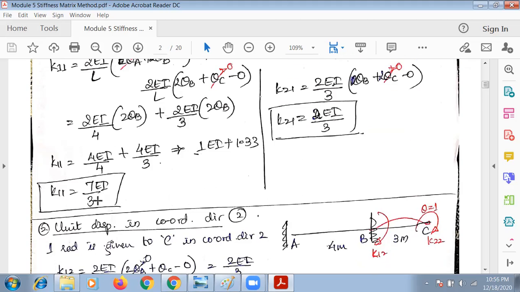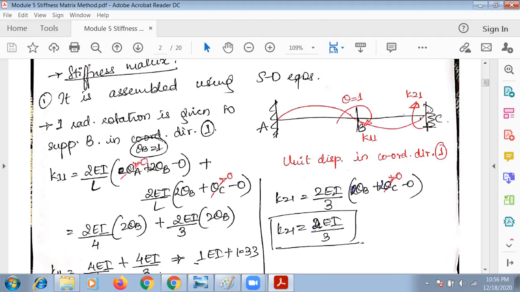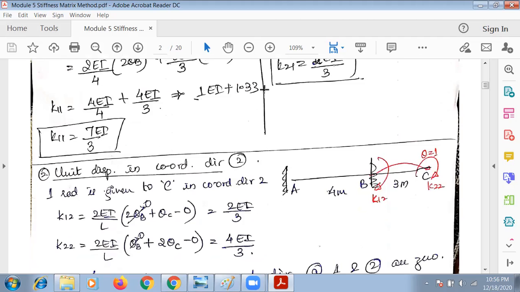I've written here 7 by 3. You can always solve this and keep it in terms of decimal, because decimal becomes easy when you're solving the matrix. Directly we'll be solving this in the calculator, the matrix. So 7 by 3 would be 2.33, I guess. Next, similarly find the unknown K21. K21 is again 2EI by L in this direction. K21 means CB you have to write. CB means the first joint is C, so it is theta B plus 2 times theta C is equal to 0. Again theta C is a fixed support, so it is 0. So it is now 2EI by 3. Solve this and keep it. So these are the unknowns.